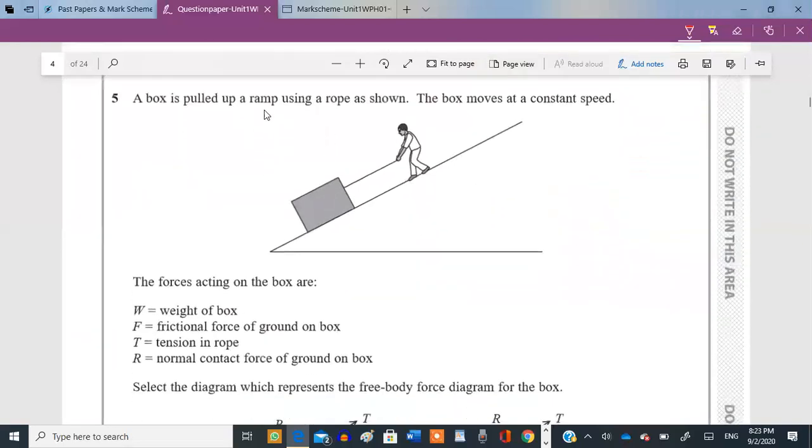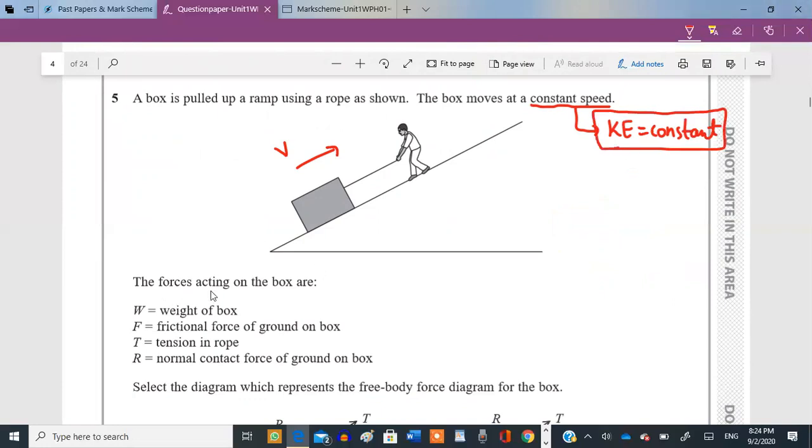A box is pulled up a ramp using a rope as shown. The box moves at constant speed. The speed is constant. Okay, that's the key term. Constant speed implies that the kinetic energy is also constant. So it means no work is done on it to increase its kinetic energy.